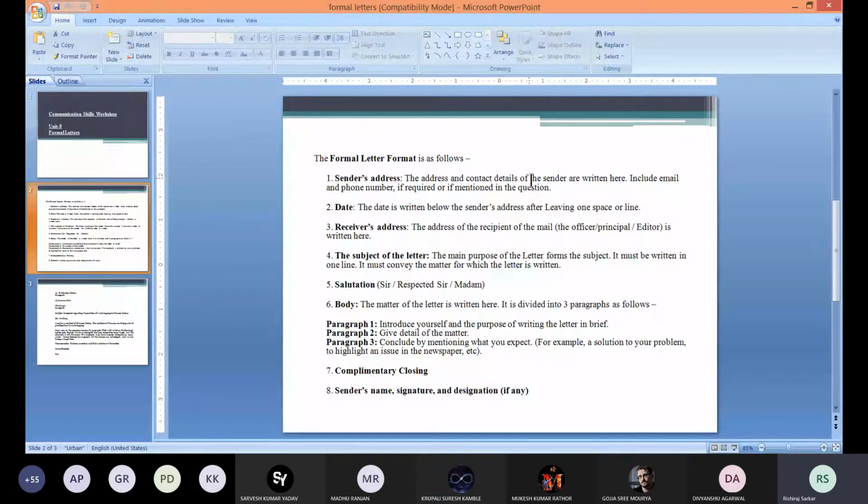After that, again a space and then the salutation. For the salutation you will use either sir, respected sir, or ma'am. Or if you are not writing sir, respected sir, ma'am, then dear sir, dear ma'am. Nothing else.